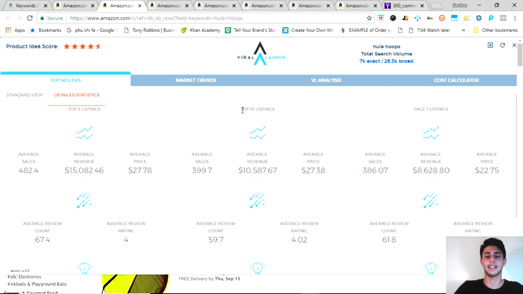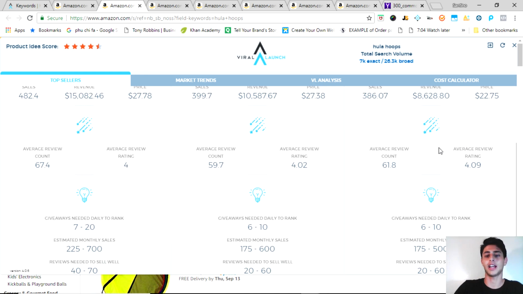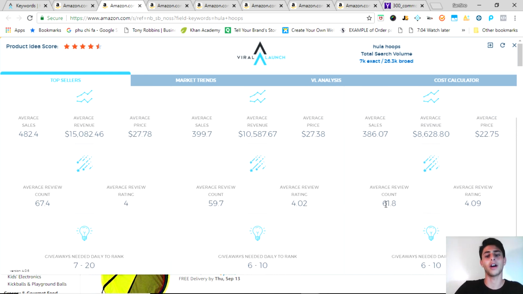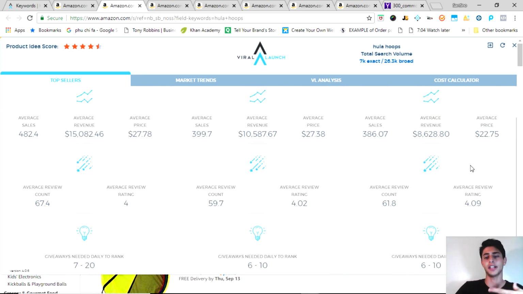And then looking at the detailed stats, you see on page one, the average revenue is $8,000. So good sign, over $5,000 average revenue. The average price point is $22.75, which meets our minimum of $13 price point criteria. And then looking at the average review count of 61 reviews. So again, that's a great sign of a really healthy market. So from the market criteria, and looking at it from our criteria, it looks like a great market to potentially tap into.